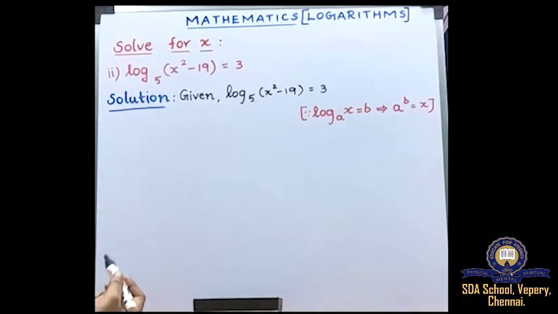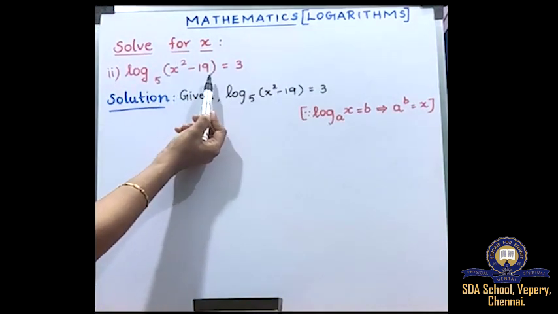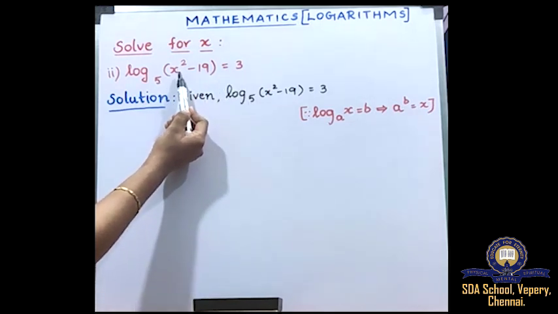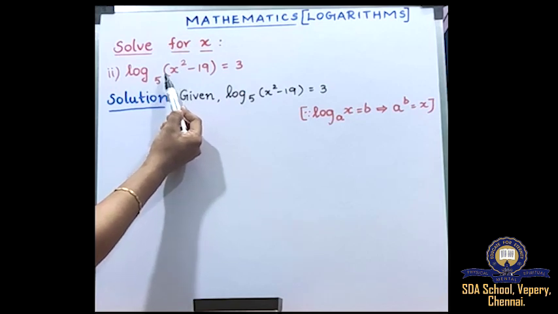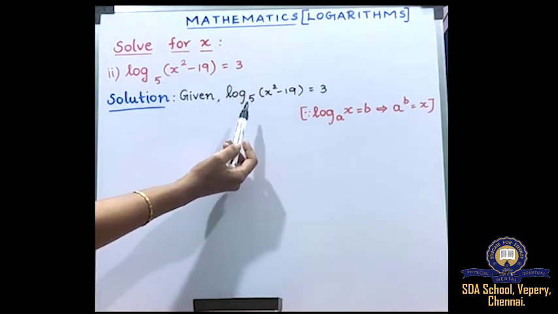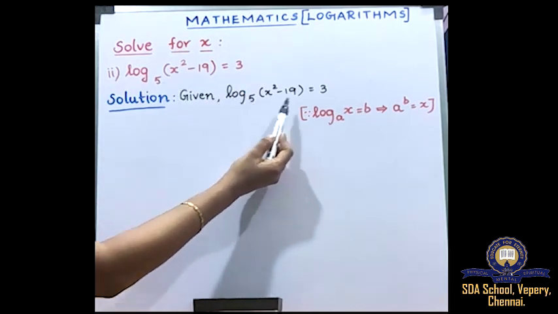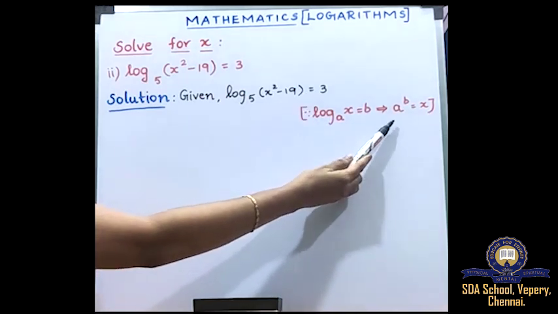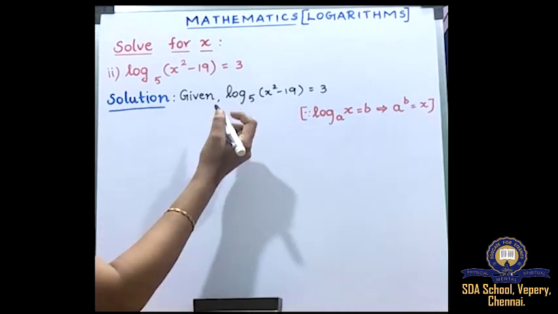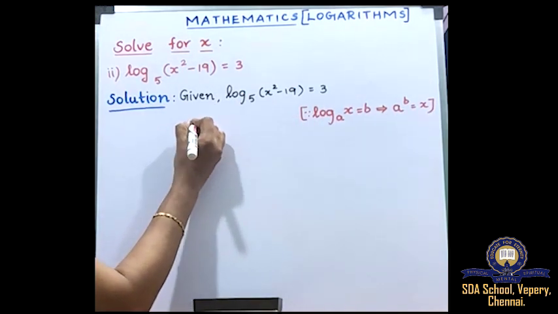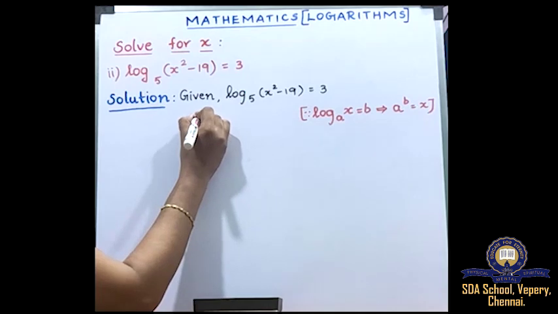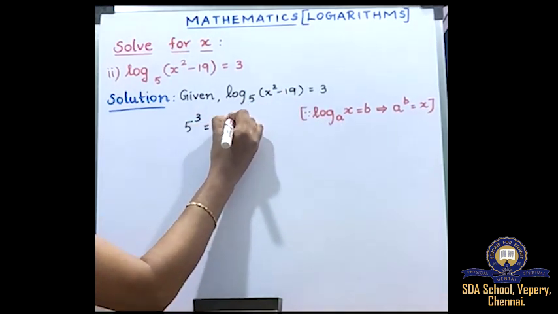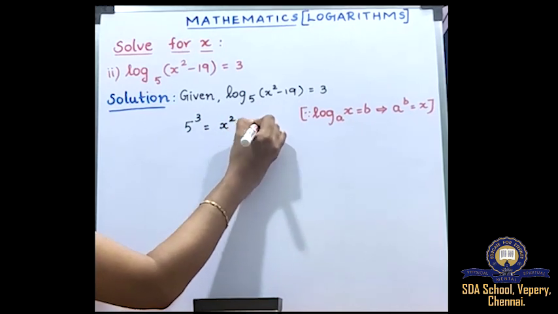So the second question is log of x square minus 19 to the base 5 equals 3. So here also you need to find the value of x. So writing the given equation here. Now the first step is we need to convert the given equation to exponential form. So this exponential form is a power b equals x, right? So here a value is 5, b value is 3 and x value is x square minus 19.